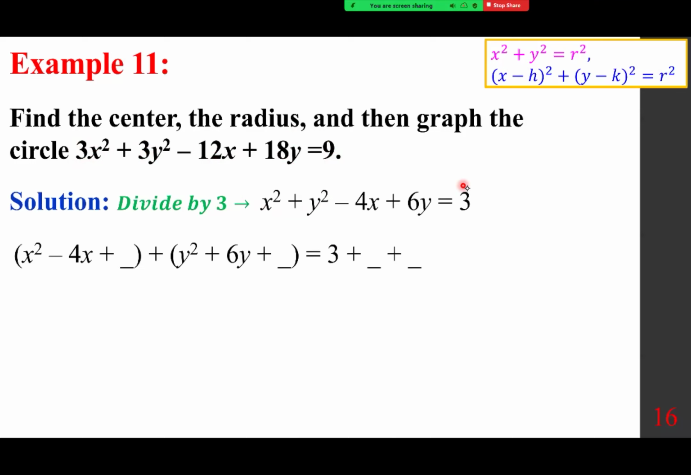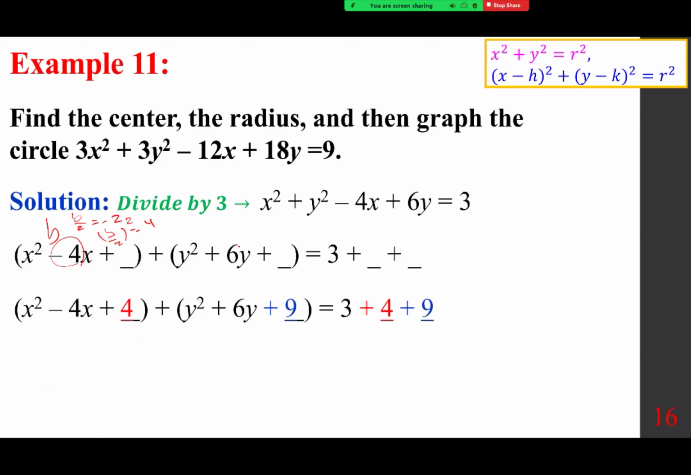So I'm going to put x squared and minus 4x together. I'm going to put y squared and 6y together, and 3 is on the other side. What do I need here? Here's b. Divided by 2 is negative 2. And if you square that, you get positive 4. So you need to add 4 to both sides. This one, b is 3. b over 2 is 3. b over 2 squared is 3 squared, or 9.